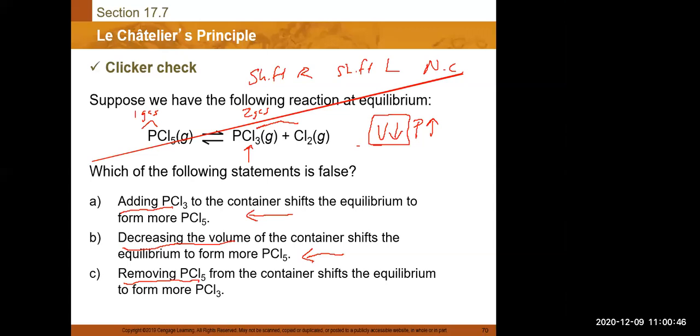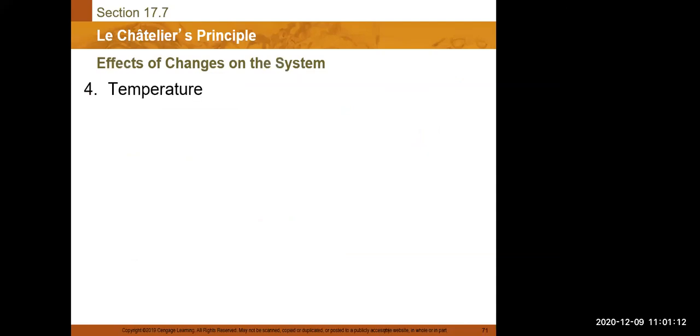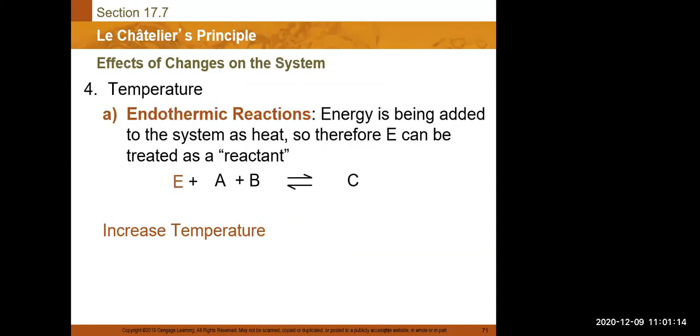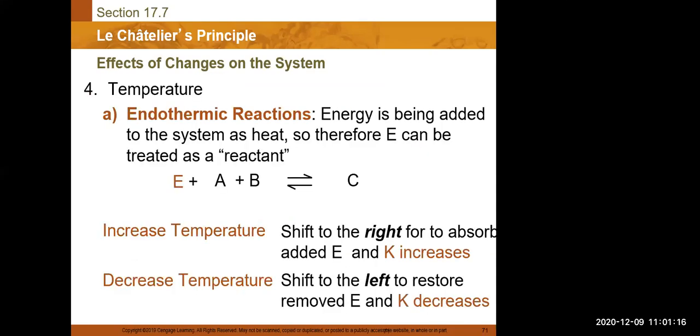Lastly, if we remove PCl5, that is a reactant. When we remove that, it's going to shift towards the side that we removed it from. So we should expect it to shift to the left. Any questions on any of those? All right, so that is pressure and volume. They're usually tied together, and volume is usually a pretty good one to look at in terms of what is happening.